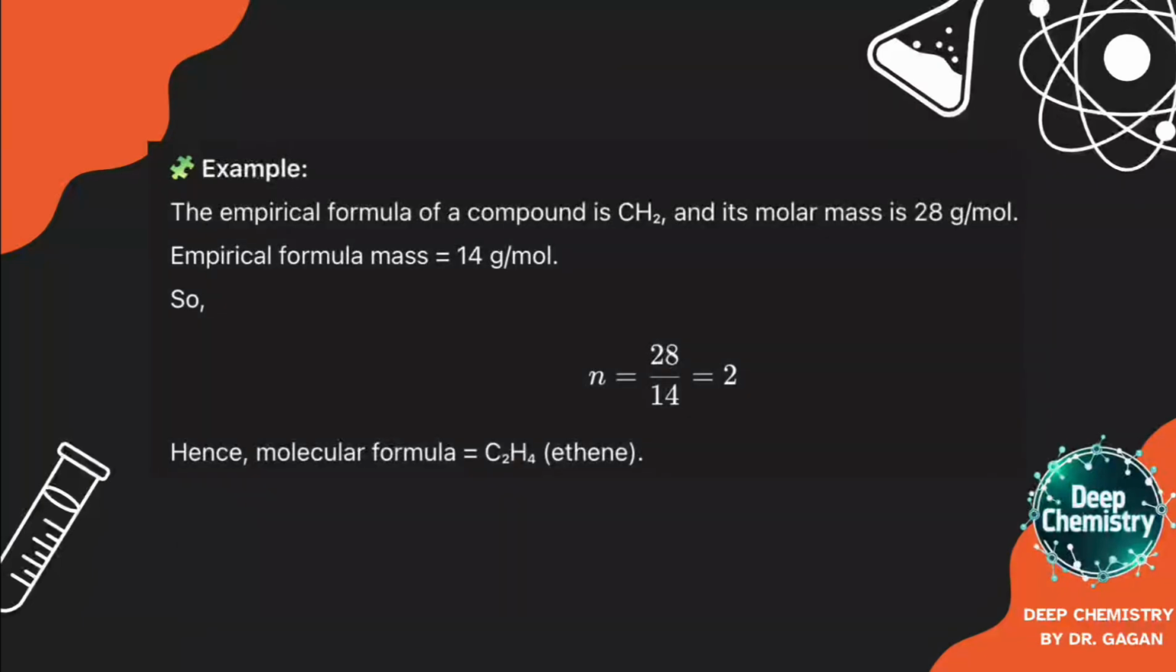Let's take an example. Suppose the empirical formula is CH2 and the molar mass of the compound is 28 gram per mole, then the mass of empirical unit CH2 is 12 plus 2, that is equal to 14. So small n will be equal to 28 divided by 14, which is equal to 2. Hence, the molecular formula is C2H4, that's ethene. So remember, empirical formula is the simplest version and the molecular formula is just a multiple of it.